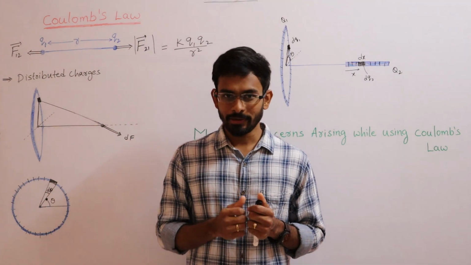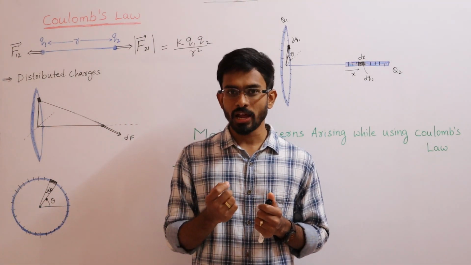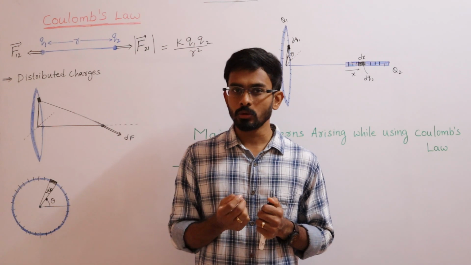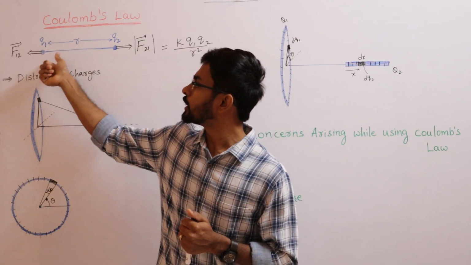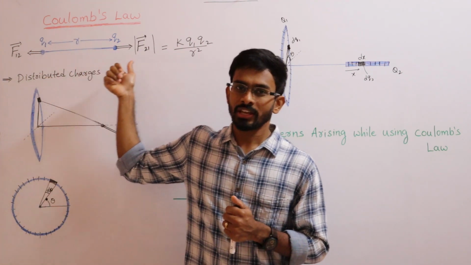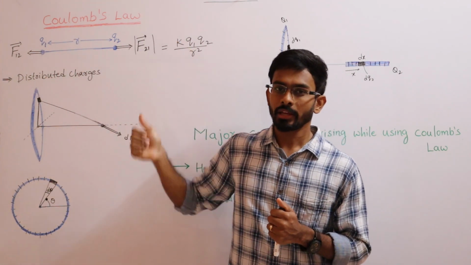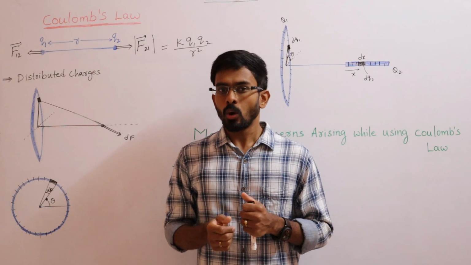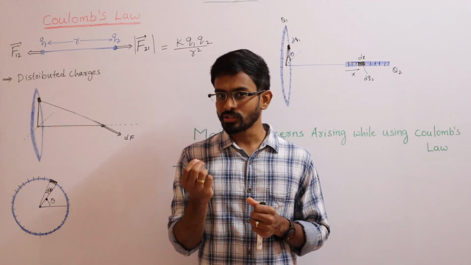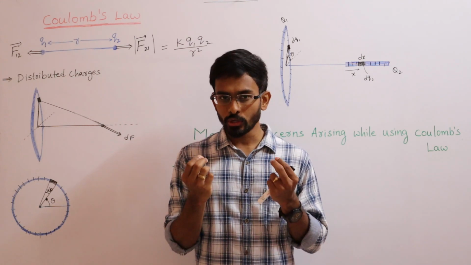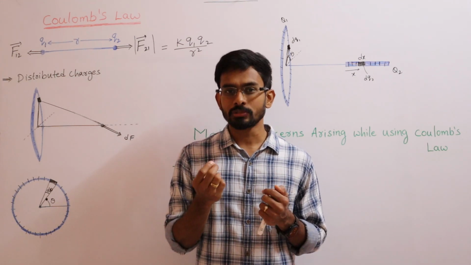Hello guys, in the previous classes we have discussed Coulomb's law and its applications. So basically Coulomb's law gives an expression for electrostatic force of interaction between two point charges as K Q1 Q2 by R square. Now you can apply this expression only for point charges, but in case of distributed charges, as the distance between two charges is not unique, you cannot apply Coulomb's law directly.